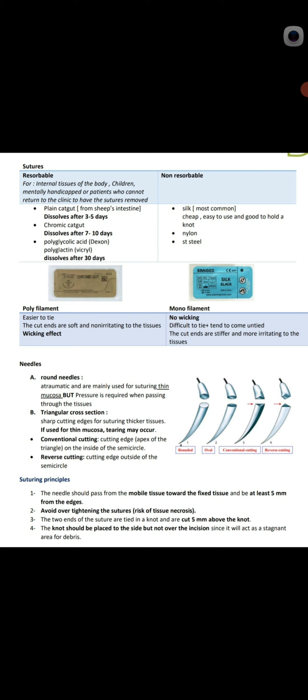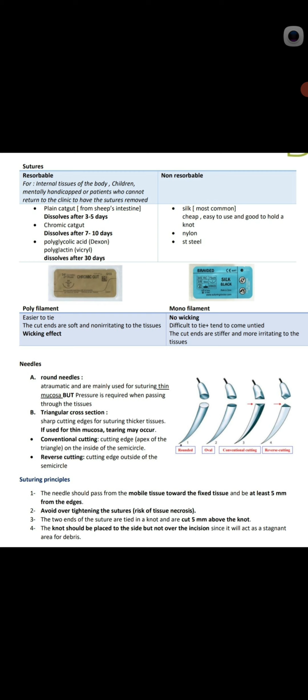Now come to the needle. There are two types of needle: round needle and triangular cross section. The round needle, also known as atraumatic, is mainly used for suturing thin mucosa, but pressure is required when passing through the tissues. Remember, round needle is used for thin mucosa.